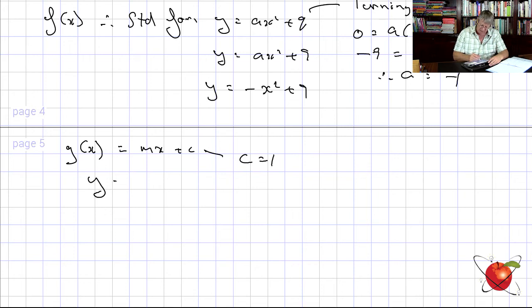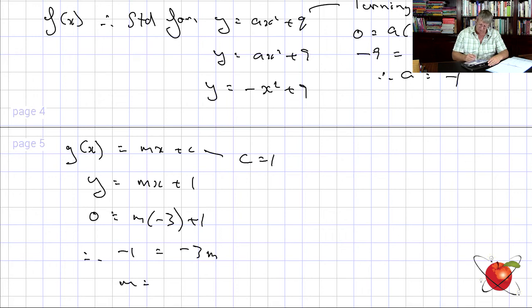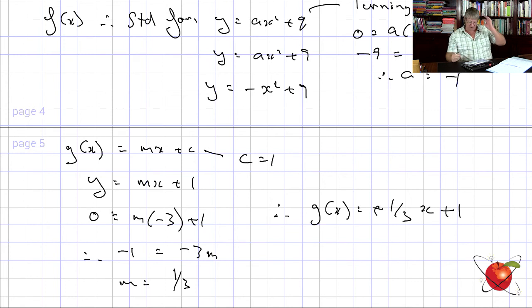So we write there y is equal to mx plus 1. And then we just put in a point, and we know that we've got 0 equals m times minus 3 plus 1. Therefore, minus 1 is equal to minus 3m. Therefore, m is equal to minus 1 over 3. Therefore, my equation g of x is equal to minus 1/3 x plus 1. Plus, because a minus divides by a minus gives a plus. I don't know why I wrote a minus over there. Let me get rid of it. Okay, so now we've identified what that is.